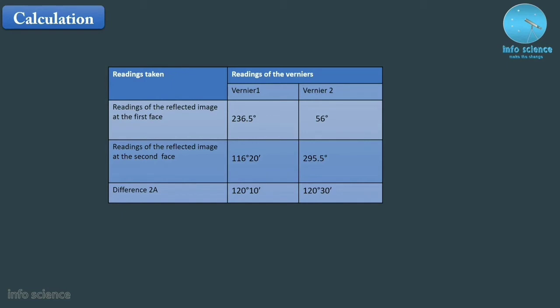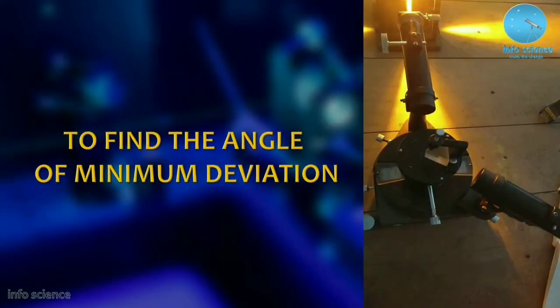And difference 2A, we are getting the difference from the vernier 1, which is equal to 120 degree 10 minutes, and vernier 2 120 degree 30 minutes, and mean 2A equal to 120 degree 10 minutes, and from that we can calculate A as 60 degree 5 minutes, which is the angle of the prism. Now we are moving to the second procedure to find the angle of minimum deviation, which is denoted as D.